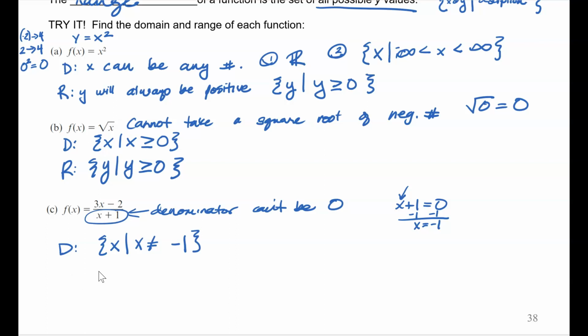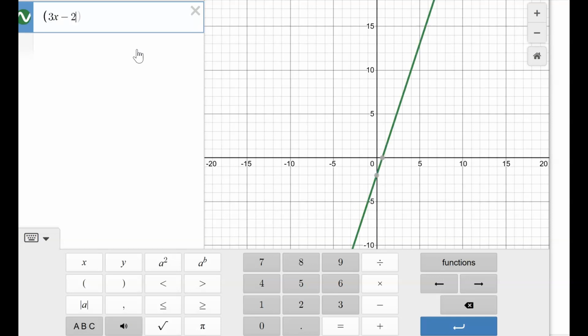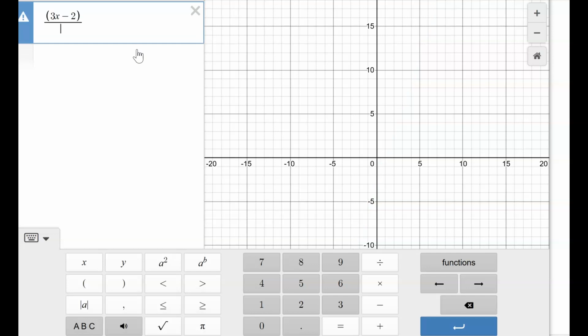And for the range, let's go ahead and look at the picture. It's a lot easier, I think, to look at a picture, especially with the range, but for both of them, it's helpful. So I'm going to use parentheses and type 3x minus 2 in parentheses, and then use the division sign, which is just the forward slash. As soon as I pressed the forward slash button on my keyboard, it automatically made it into a fraction, which is kind of nice. And then at this point, you can just put x plus 1 at the bottom. You don't even need parentheses, but parentheses would be okay.